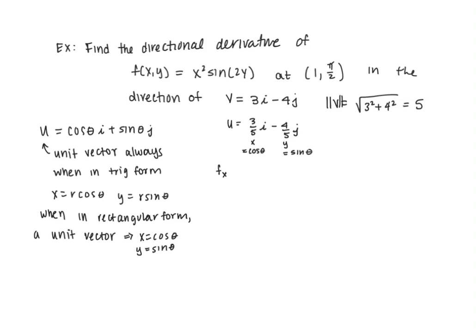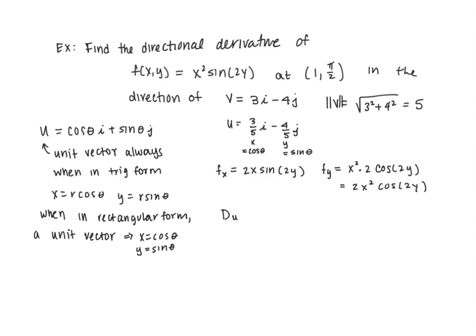So the partial derivative with respect to x is going to be 2x sine 2y, and the partial derivative with respect to y is going to be x squared times, chain rule, 2 sine, nope, not sine anymore, cosine 2y. And I can just simplify that a little bit, 2x squared cosine 2y. Looks scary, but we'll be plugging in pi over 2, so it's all going to go away anyways. And now we can use our formula.